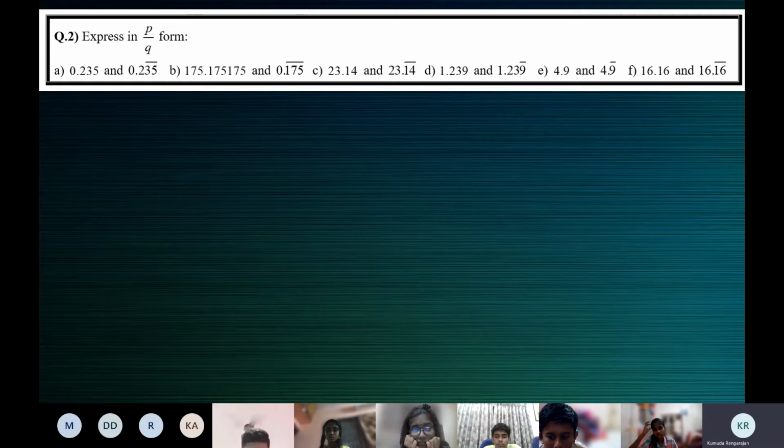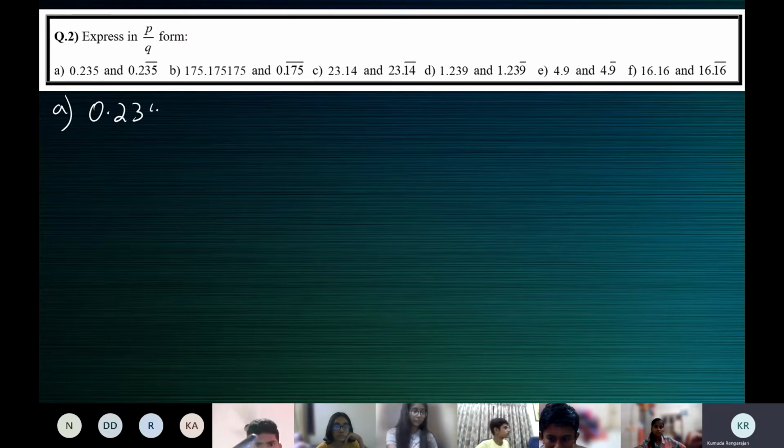All of you listen to this very carefully. Now we are going to learn how to write a terminating decimal and a non-terminating repeating decimal in the P by Q form. Listen very carefully. No questions in the middle. At the end of the explanation, you can get your doubts clarified if you have any.